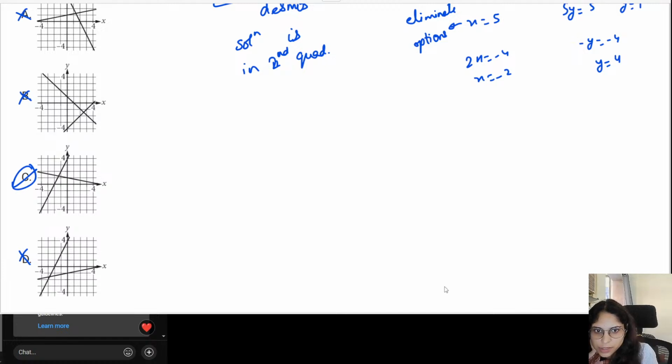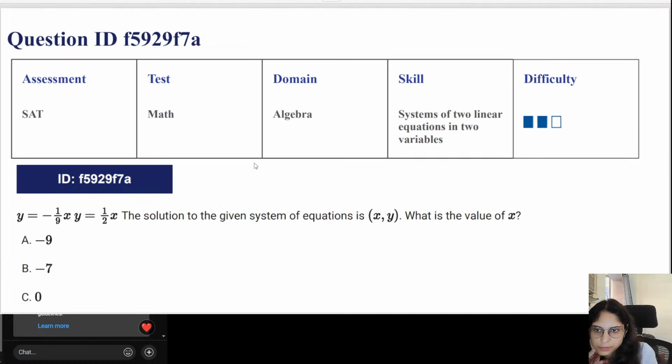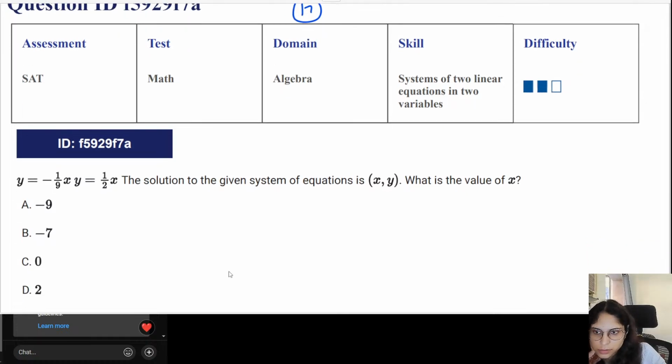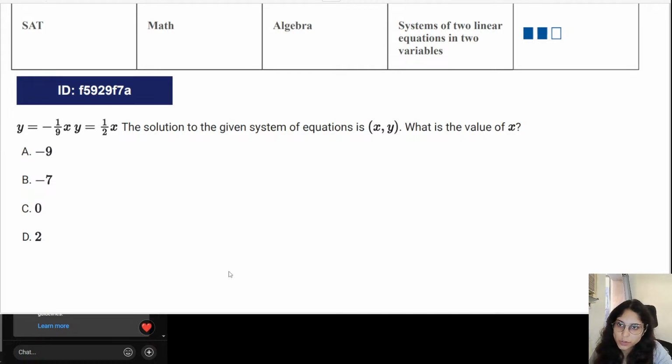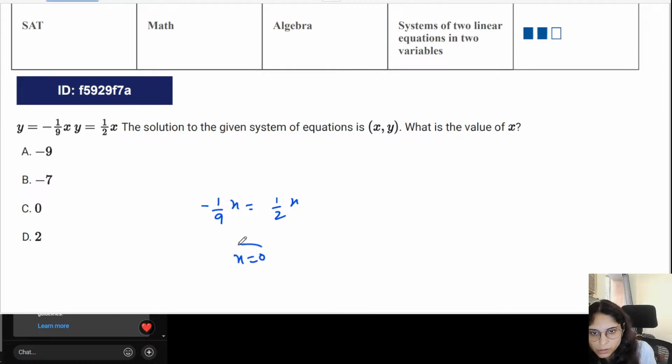Next is question number 17. They want to know the value of x. The slopes are different, so yes, there is going to be a value. y is equal to negative 1/9 x, y is equal to half x. That means both of them are equal to each other. So whenever you have this, x is equal to 0, that's the only thing that's going to make them equal.